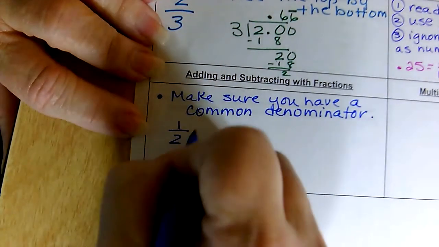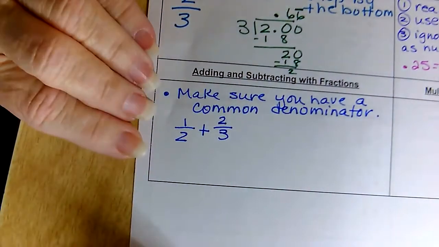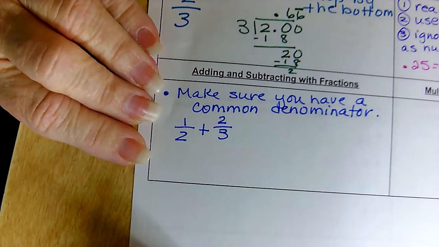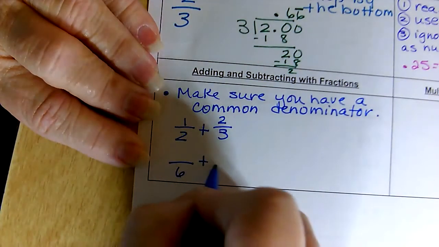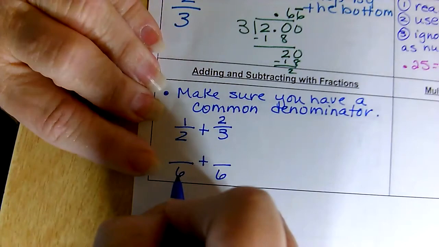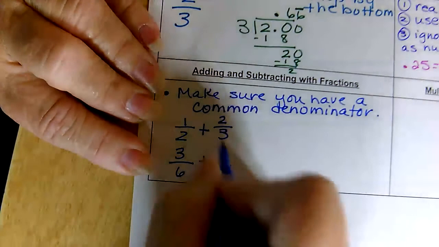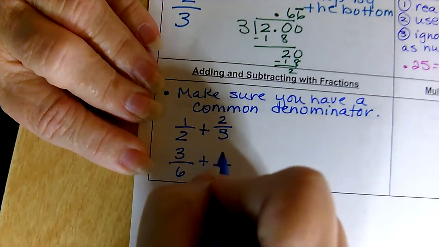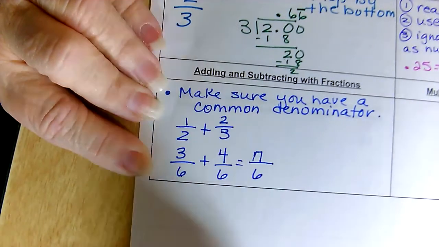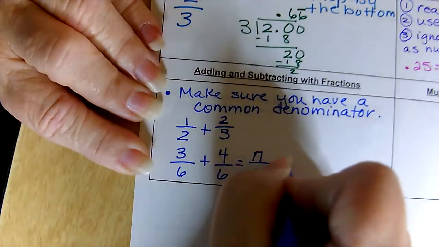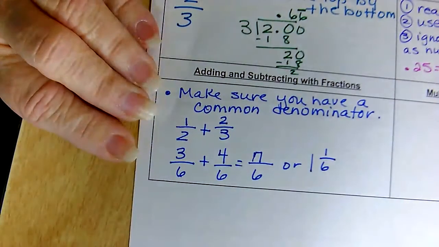We have 1/2 plus 2/3. Our common denominator, I know, is 6, just because I know my times tables. 2 goes into 6 3 times. 3 times 1 is 3. 3 goes into 6 2 times. 2 times 2 is 4. Then we have 7/6. That's an improper fraction. So then we say 6 goes into 7 one time with 1 left over, or 1 1/6.